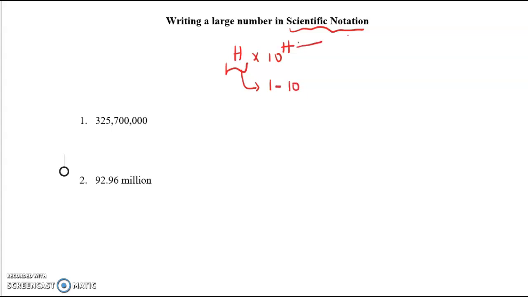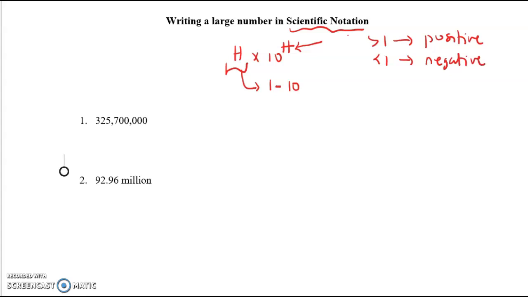And your exponent will be positive if the number you are given is large. And how large is large? If it is greater than 1, you have a positive exponent. If the number you are given is less than 1, that means it is small, and therefore your exponent will be negative.